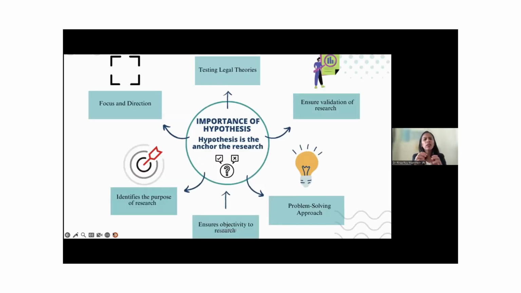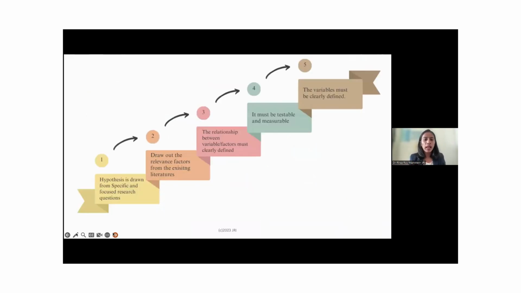Just keep that in mind, the importance of it. Of course, objectivity, testability. It focuses your direction, it makes sure you bring objectivity to your research, and it acts as an anchor. Got it? Now, how do you draw it out? A hypothesis is drawn out of the specific research questions, followed by the literature that you read, followed by the variables that you identify. And how do you identify the variables? Again, it's like a vicious circle.